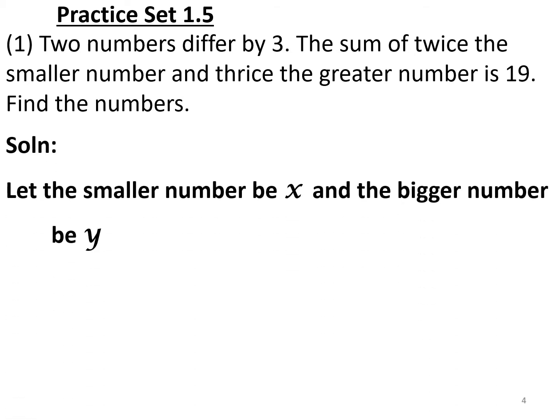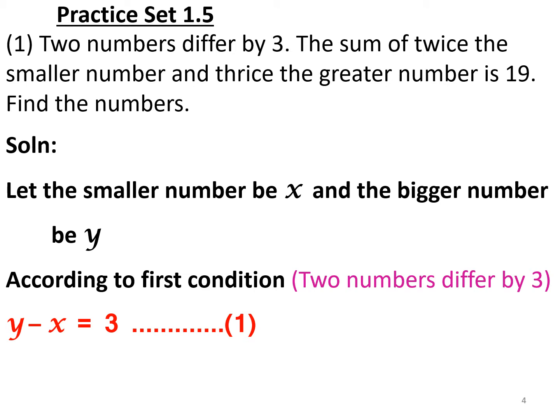The solution goes as, let the smaller number be x and the bigger number be y, because they have mentioned in the question that there is a smaller number and a greater number. So I assume that let the smaller number be x and the bigger number be y. According to my first condition, two numbers differ by 3. That means the subtraction of bigger number minus smaller number will give you 3. Now see, pay attention. Here the bigger number is y. That is why the equation is y minus x is equal to 3.